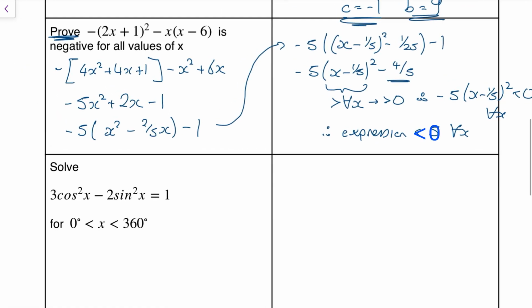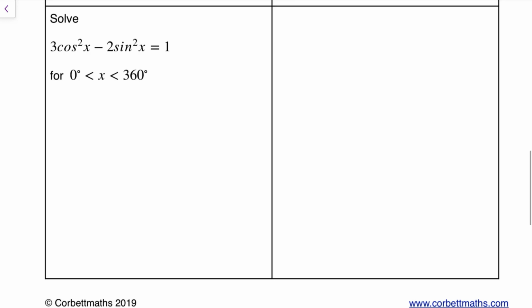The marks will be for doing the rearranging. The marks will be for making a clear argument that you understand that anything squared is positive. So multiply that by a negative number, you will get a negative. That'll be fine. Next question, and final question today, is a solve question.